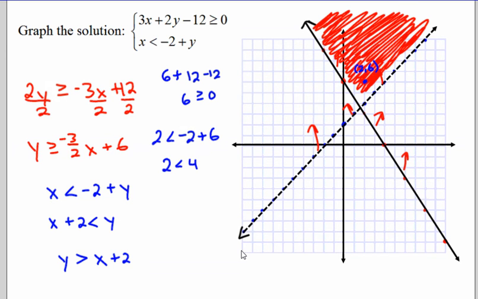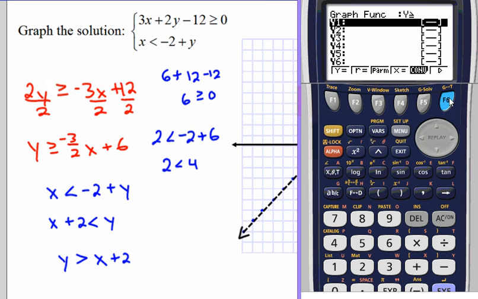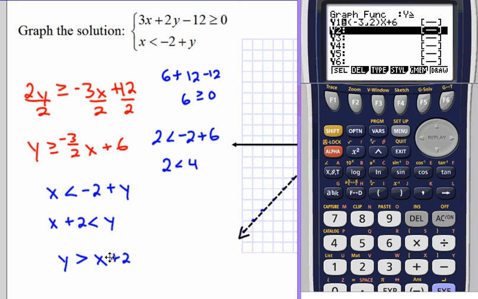Now, check it on the calculator. Let's go through this again. I'll delete both of these. The first one I'm going to graph is y is greater than or equal to -3/2 x plus 6. So I'm going to go to type, over to equals, or the type. I'm going to do the greater than or equal to. And then in parentheses, I'm going to put -3/2. Okay, I like to be safe. I like to put my fractions in parentheses. -3/2 x plus 6.